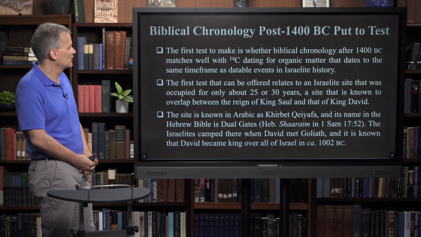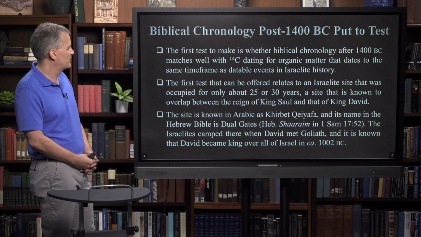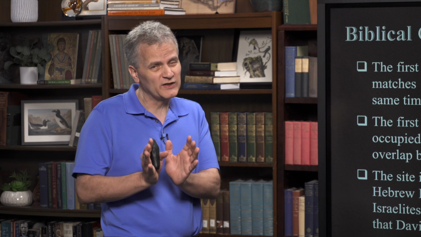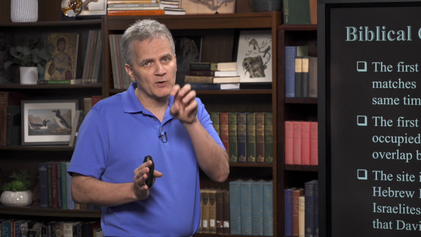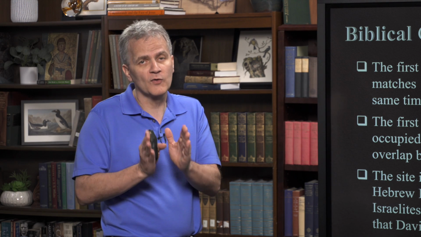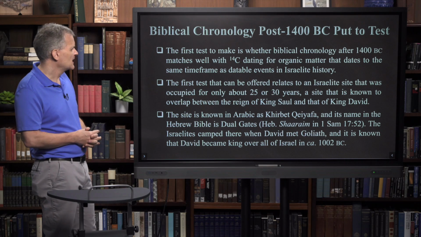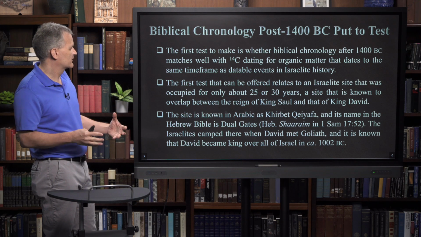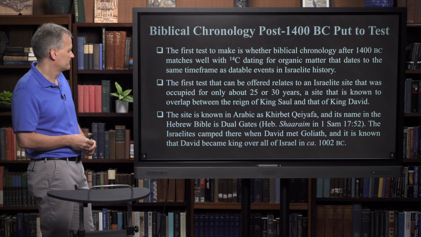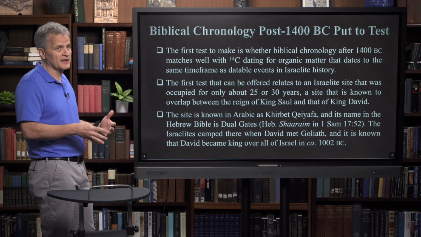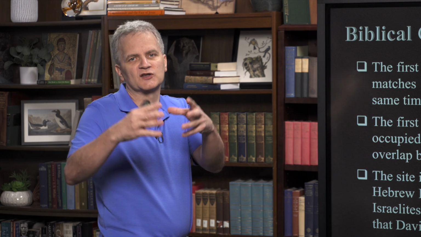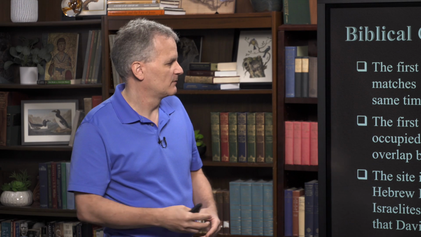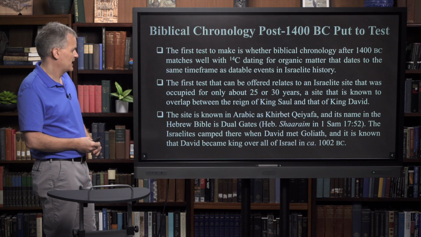And the first test that we're going to look at relates to an Israelite site that was occupied for only about 25 or 30 years. And that's really helpful. If the site was occupied for only a short period of time and we use radiocarbon analysis on it, it can become all the more effective. But Khirbet Qeiyafa is a site known to overlap between the reign of King Saul and that of King David. So in Arabic, it's known as Khirbet, which is a ruin with exposed artifacts or remnants of the actual occupation back in ancient history.